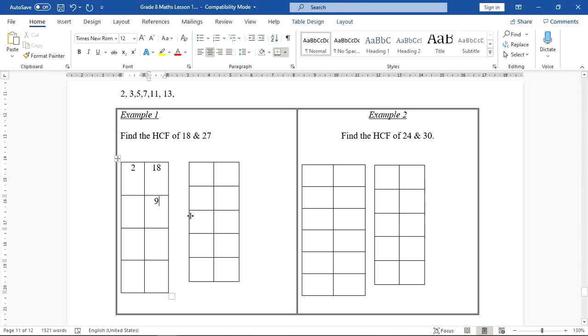2 can go into 9, but will give us a remainder. We don't want a remainder, we want a prime factor that will go in exactly. So 3 can go into 9, how many times? 3 times. And then we go back again, so we check 2, can 2 go into 3? Yes it can, but it's going to give us 1.5. So 3 goes into itself 1 time. Alright, so now we can write that.